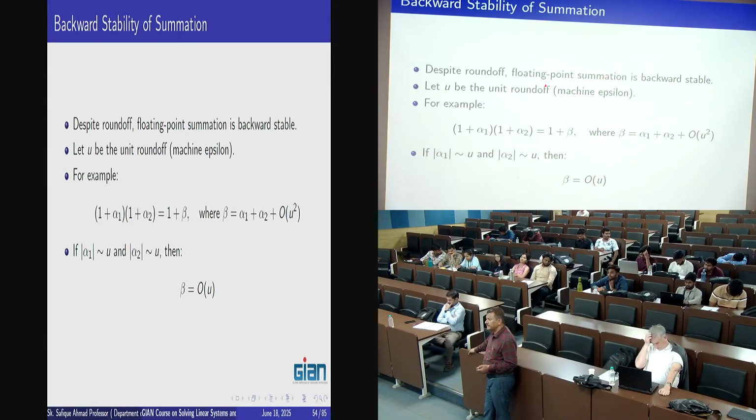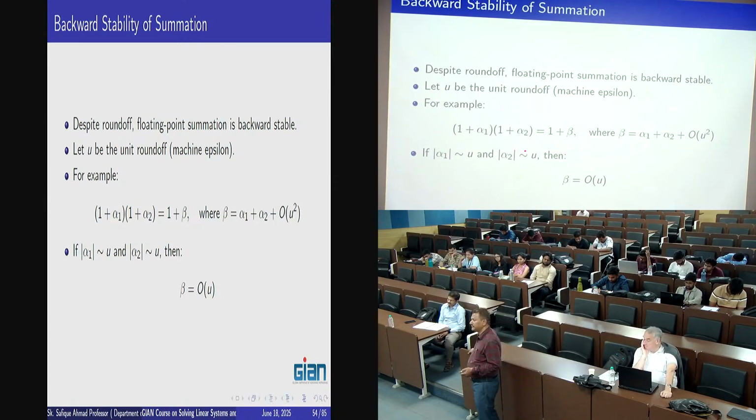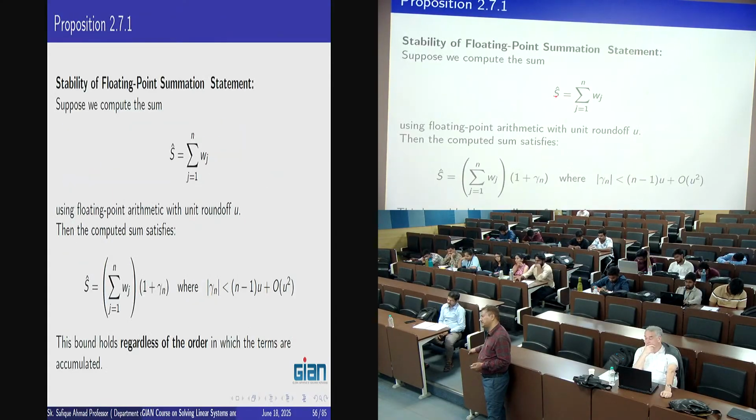Now, you see, if you have 2 numbers, alpha 2 and order of u square, where alpha 1 and alpha 2 are around the unit round of error, then beta is of the order of the unit round of error. In the computer, instead of S, it will take S-hat. S-hat is nothing but 1 plus (n minus 1) times u, plus order of u square. So, if you add these n numbers.